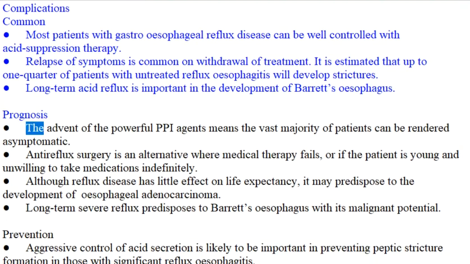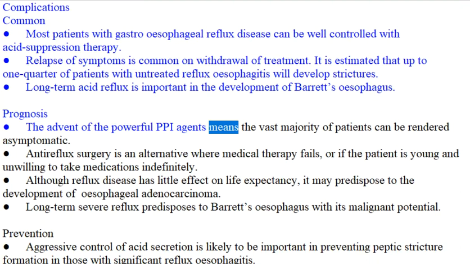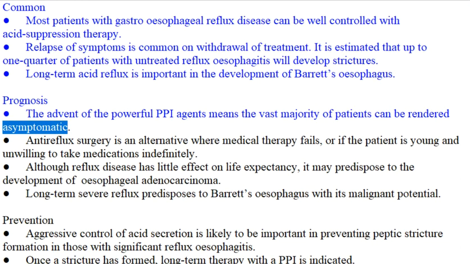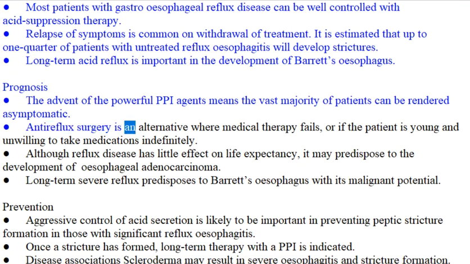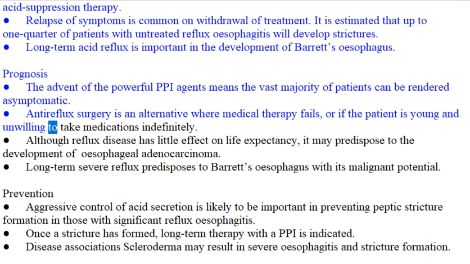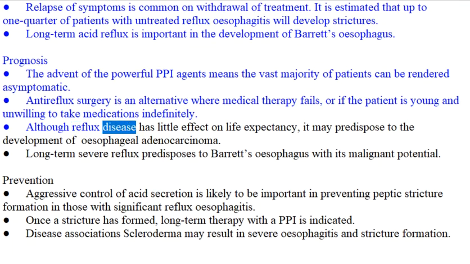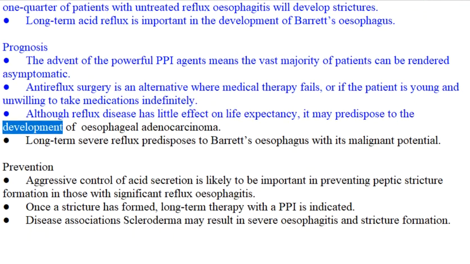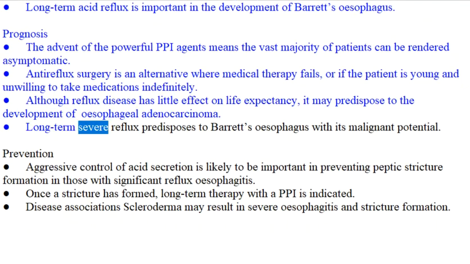Prognosis. The advent of the powerful PPI agents means the vast majority of patients can be rendered asymptomatic. Anti-reflux surgery is an alternative where medical therapy fails, or if the patient is young and unwilling to take medications indefinitely. Although reflux disease has little effect on life expectancy, it may predispose to the development of esophageal adenocarcinoma. Long-term severe reflux predisposes to Barrett's esophagus with its malignant potential.